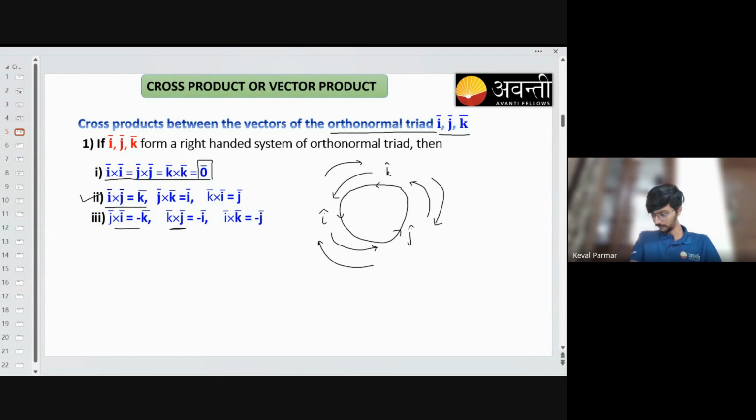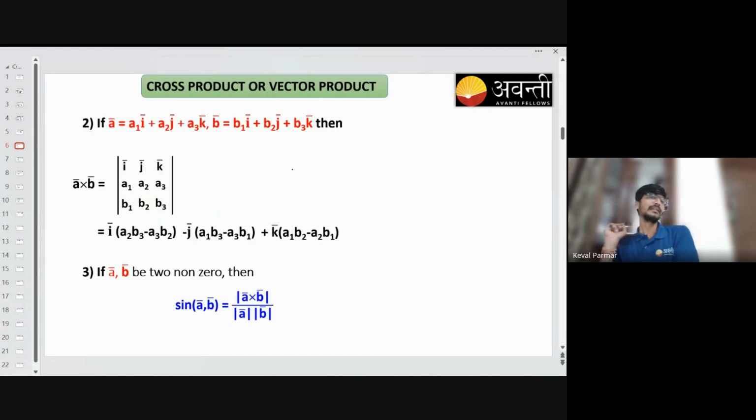So let's move forward. Now, this is important. Why? Because many times we are given vectors in terms of i, j, k. So in such cases, when we have vectors in terms of i, j, k, and we want to take the cross product, let's say vector A is A1 i plus A2 j plus A3 k, and B is B1 i plus B2 j plus B3 k.